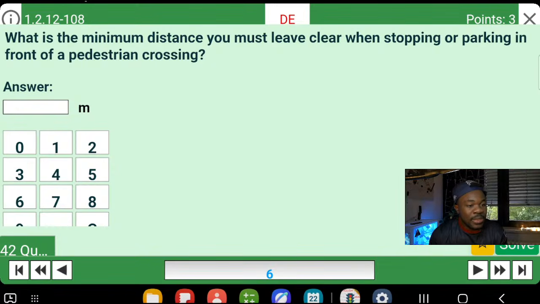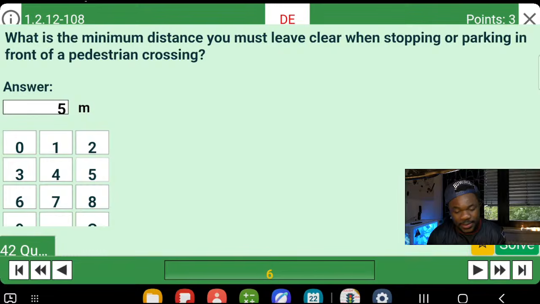What is the minimum distance you must leave clear when stopping or parking in front of a pedestrian crossing? So there is a pedestrian crossing in front of you. You want to stop or park. What is the minimum distance you must leave clear if you want to stop or park? Five meters. And there's something I need to explain.